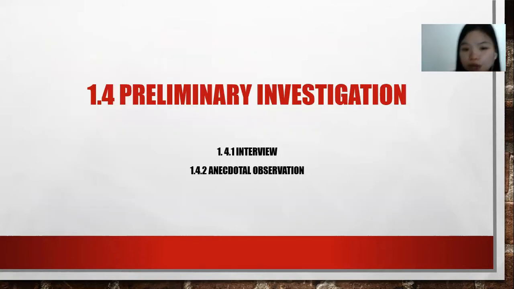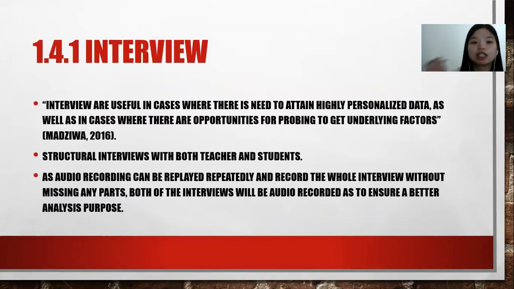So 1.4, preliminary investigation. The preliminary investigation that I will be carrying out will be interviews. Interviews are useful in cases where there is a need to obtain highly personalized data, as well as in cases where there are opportunities for probing to get underlying factors. Hence, I will carry out structured interviews with both teachers and students.